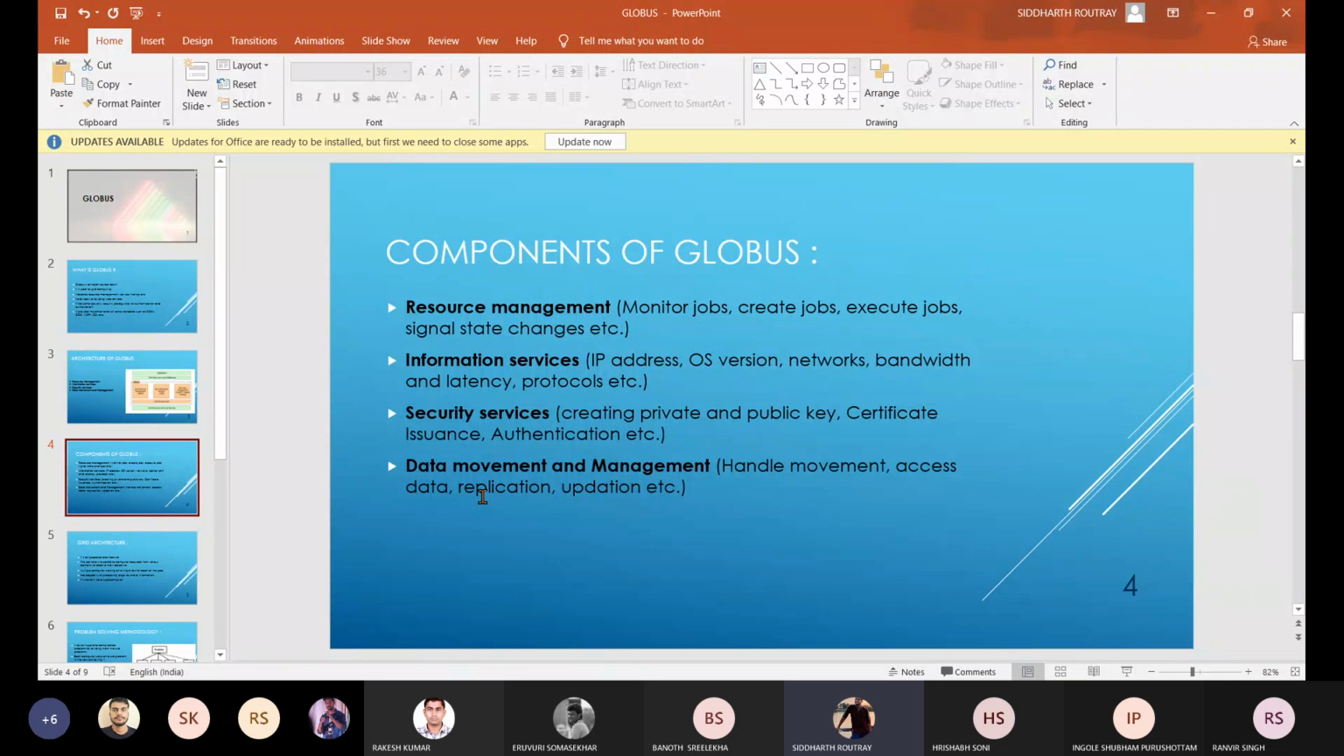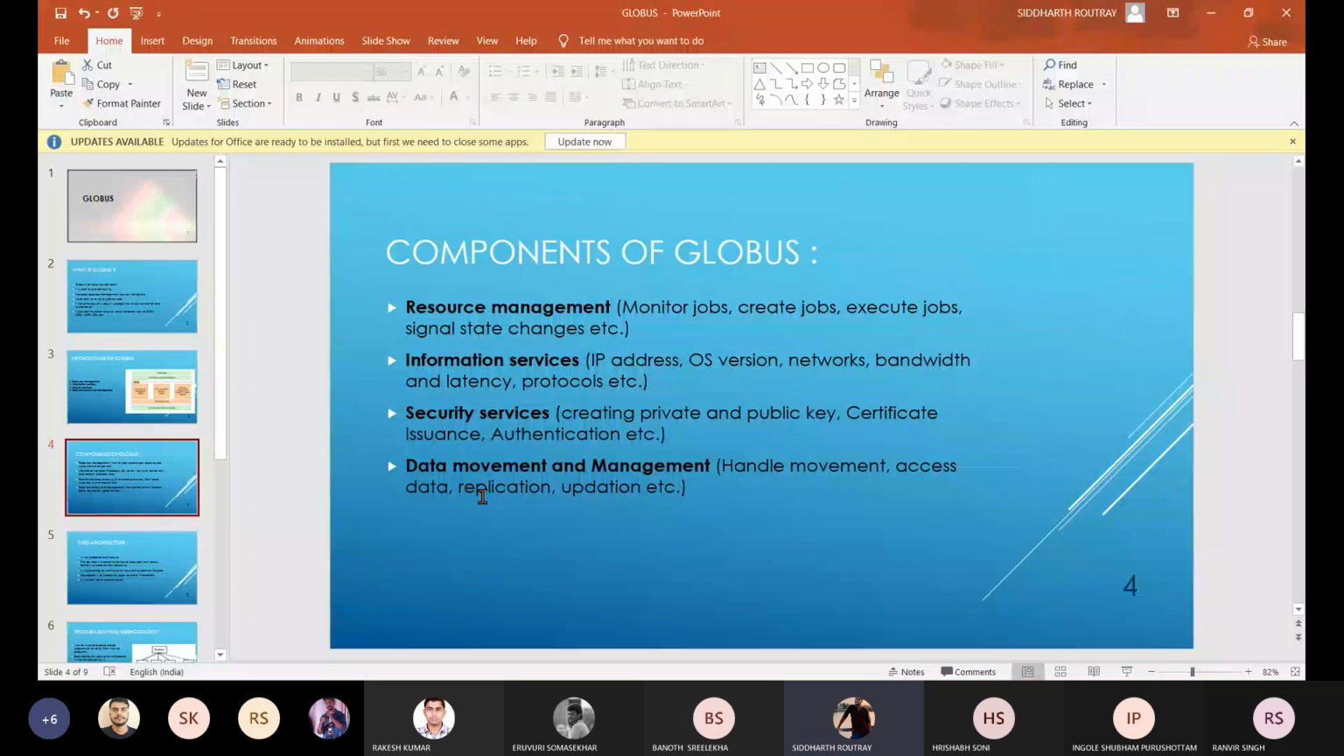Then comes the security services. As I said, it is used for creating private and public keys, certificate issuance, authentication. Means all the jobs that will be carried out in the architecture should be secured and authenticated. So for that, security services come into play. And finally, there is data movement and management, where the data movements are handled and managed, and the data manipulation such as replication, updation, all these kinds of jobs are handled by this component.